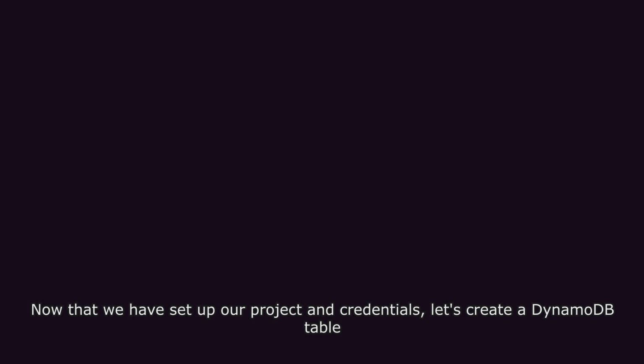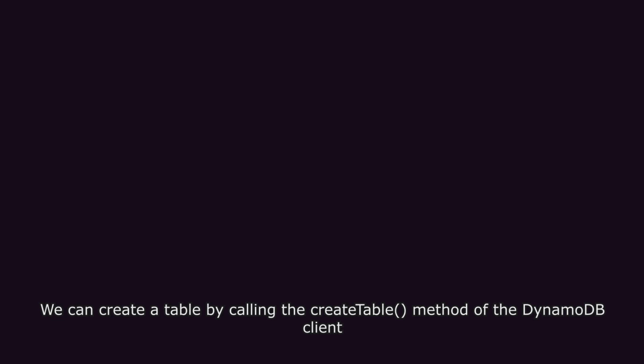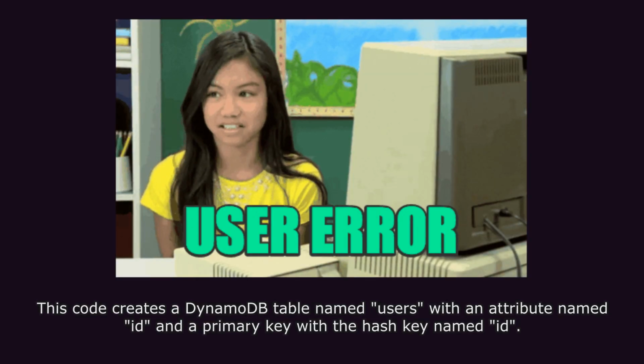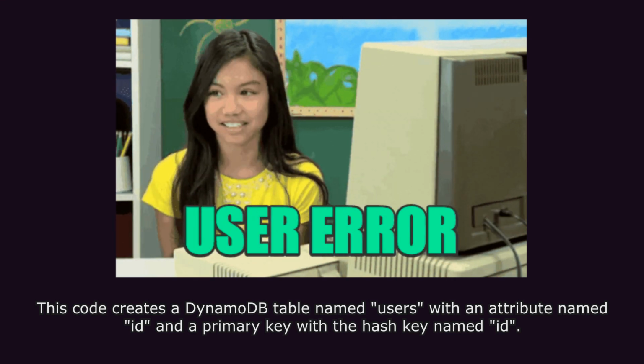Now that we have set up our project and credentials, let's create a DynamoDB table. We can create a table by calling the createTable method of the DynamoDB client. The createTable method takes a CreateTableRequest object that contains the details of the table we want to create. Here's an example. This code creates a DynamoDB table named users with an attribute named id and a primary key with the hash key named id.